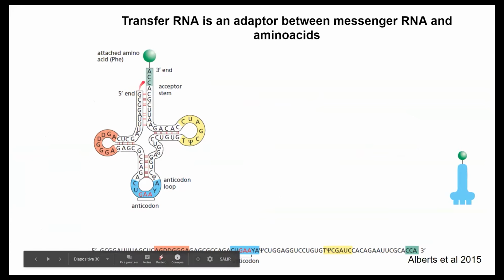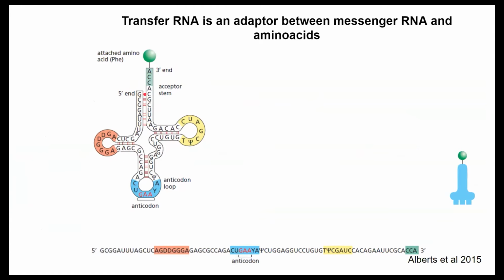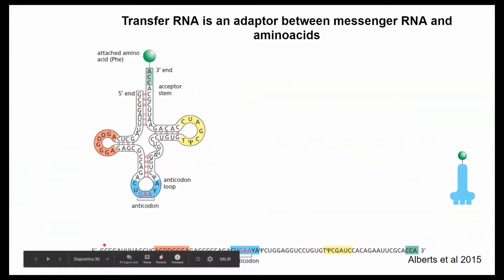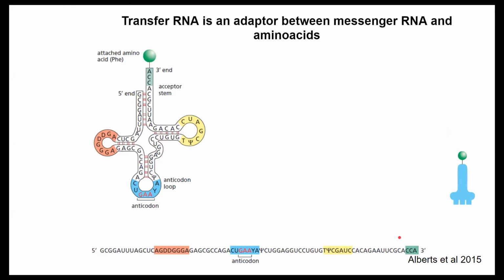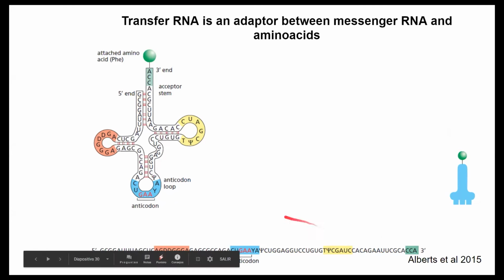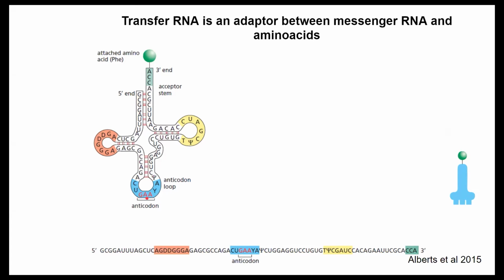There is a 5' end and a 3' end. Some of the bases can interact with each other, but some others don't, and this forms these loops in the structure. And then here on the bottom, we have it just extended. It has this section called the anticodon, and the anticodon is going to be complementary to a codon that is encoded in the messenger RNA.